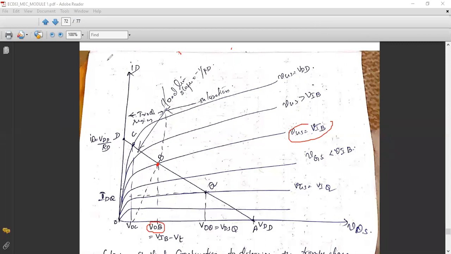We have learned many problems, right? The condition of saturation is VDS should be greater than or equal to VGS minus VT. Correct now? VDS is greater than or equal to VGS minus VT. This is your condition for the saturation region. So if VDS is less than VGS minus VT, then you can say that that is a triode region. So VDS is nothing but your V naught.